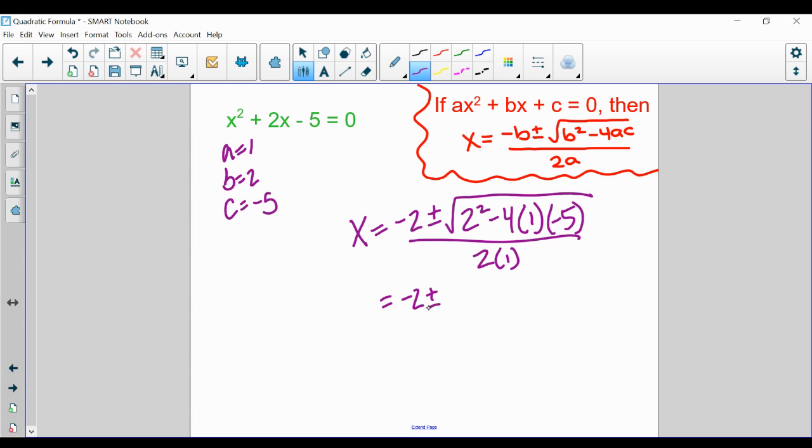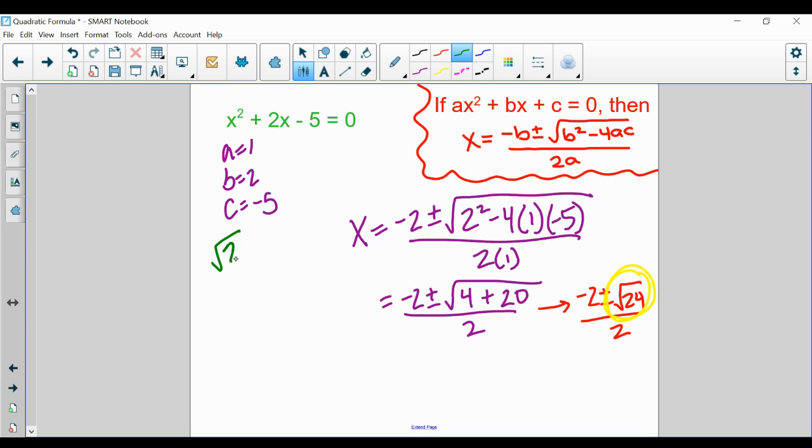We have -2 plus or minus the square root of 4 plus 20 over 2, which is then going to simplify to -2 plus or minus the square root of 24 over 2. All right, now square root of 24, okay? We're back to our simplifying of radicals. So the square root of 24, remember, we're going to think about going to prom, okay?